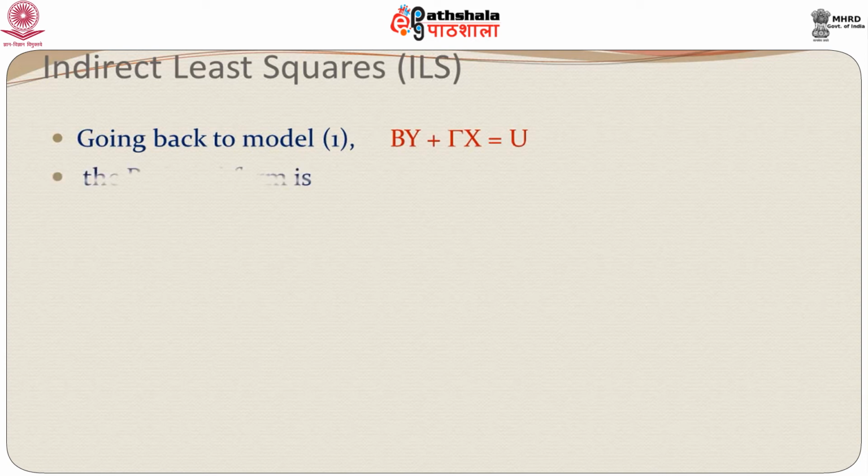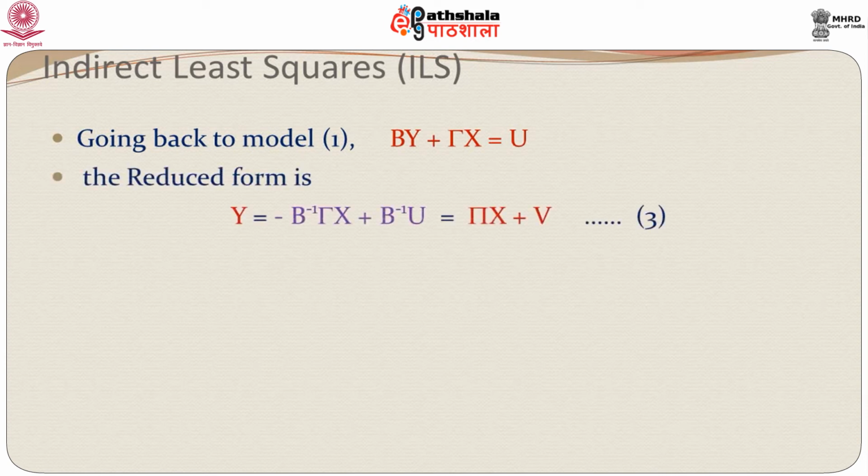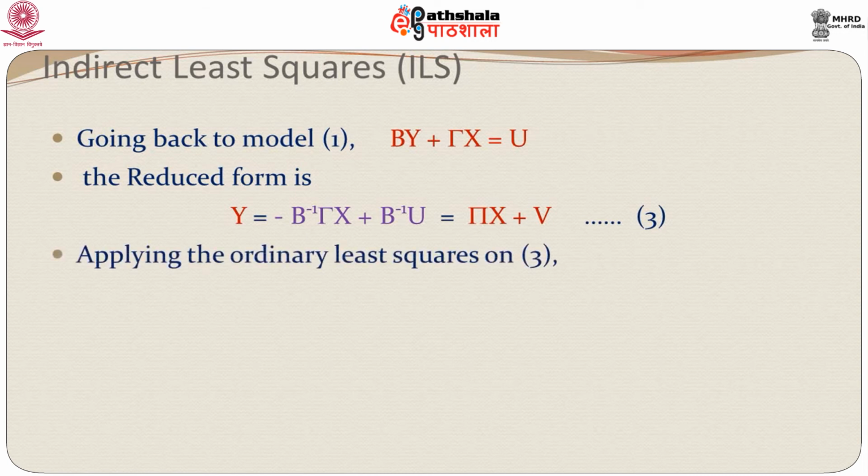So, we cannot have correlated explanatory variables, and hence we cannot directly do the least squares on the structural model. Instead, we go for the reduced form expression, where, since B is a non-singular matrix, we can invert it. So, we take y is equal to minus B inverse gamma x plus B inverse u, and we wrote it as pi x plus v. So, we can express the endogenous variables solely in terms of the exogenous variables, and since we can do that, we can apply the ordinary least squares on this equation, which we call equation 3, and get pi hat as y x prime, x x prime inverse. So, we get an estimate of the reduced form parameter.